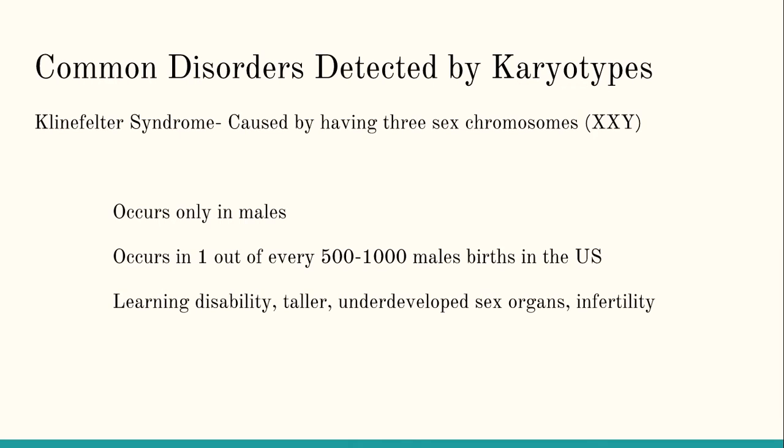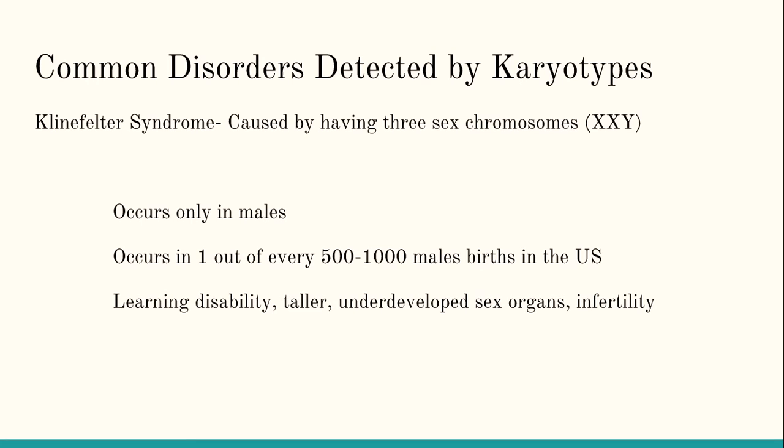And our last disorder that's caused by non-disjunction that we can use a karyotype to detect is called Klinefelter. This also involves the sex chromosomes, but instead of only having 1, like in Turner syndrome, this is caused by having 3. In this case, you have 2 X's and 1 Y. Because there's a Y chromosome involved, this will only occur in males. It's still counted as a pretty rare disorder. Anywhere between 1 out of every 500 to 1,000 male births is going to be affected.